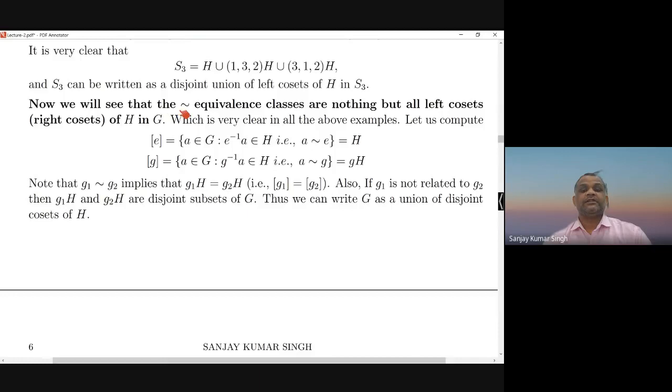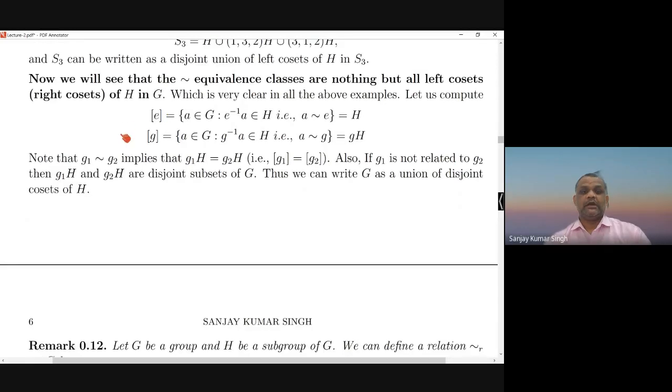With respect to this equivalence relation, the equivalence classes are nothing but all the left cosets of H in G. This is very clear in the above example, and also in general: if you compute the equivalence class of e, it has all elements a in G such that e inverse a belongs in H. That means a is related to e. But since e inverse a belongs in H, you can write e inverse a equals h, so a equals h, so a belongs in H. So this class and H are the same.